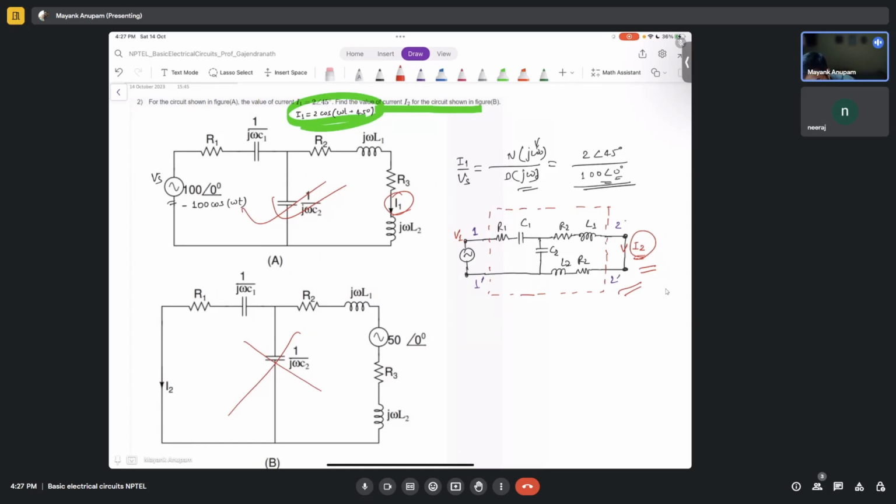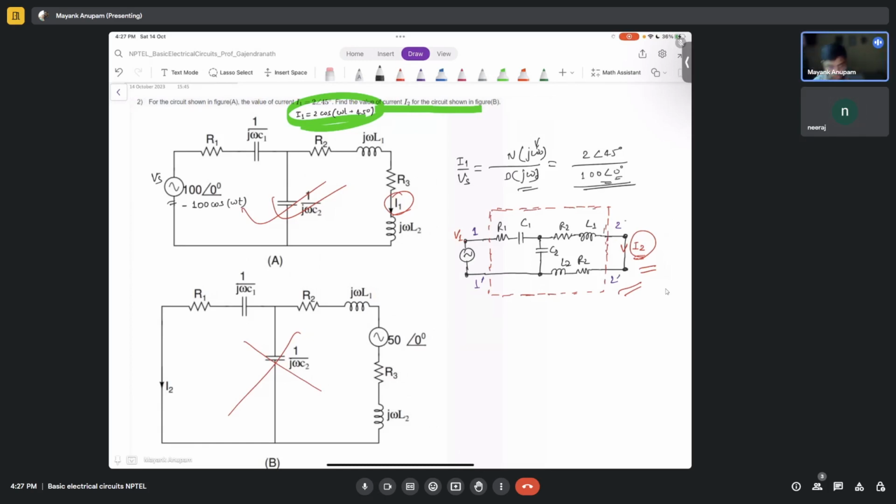Okay, what about the circuit? What comments can you make about the circuit? Is this a linear network or a non-linear network, whatever circuit is there inside this red dotted box? Is the circuit linear or non-linear? Yes sir, it is linear sir. It is linear, right?